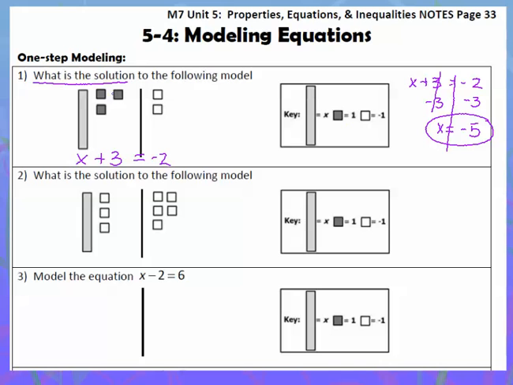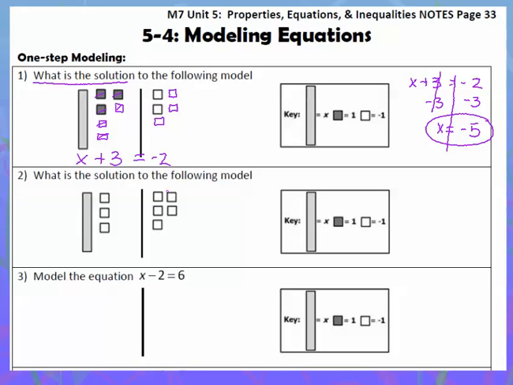The other way you could do it is you could look at it by the picture. I have 3 positives, so I'm going to add in 3 negatives. 1, 2, 3 negatives. They're opposites, so they all cancel, and I have to add 3 more negatives to this side. So I actually end up with x is equal to -5. So you could look at it that way too.